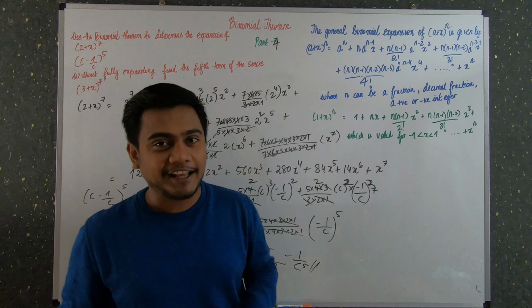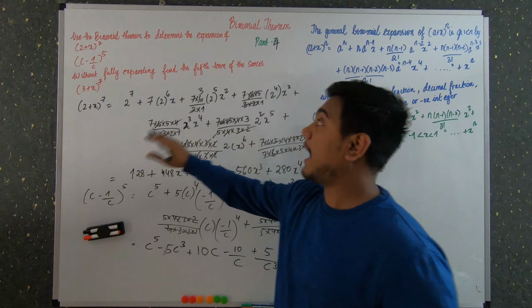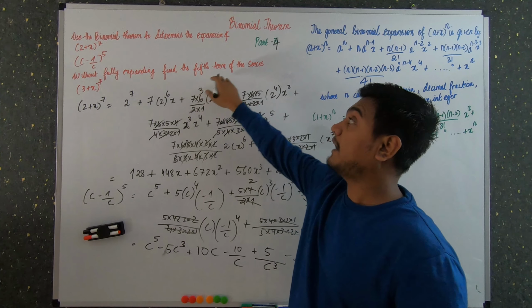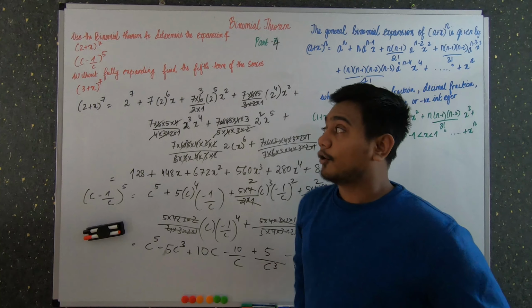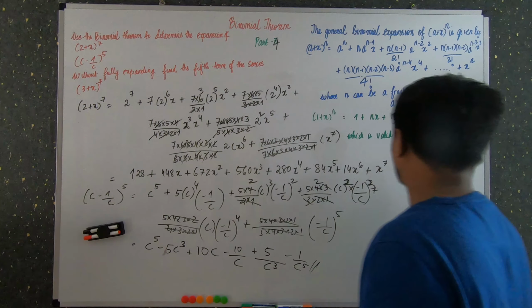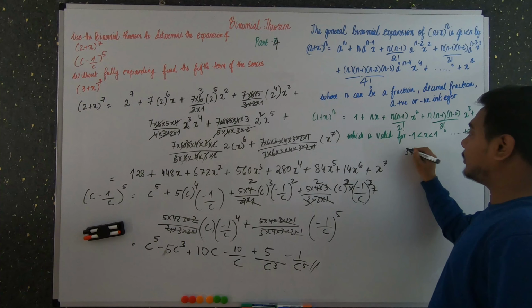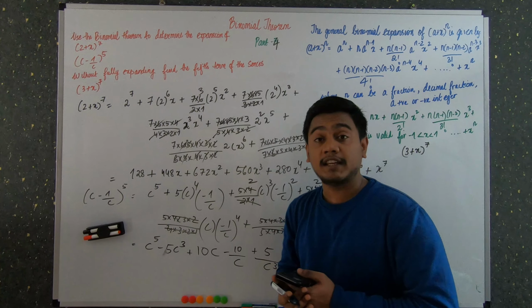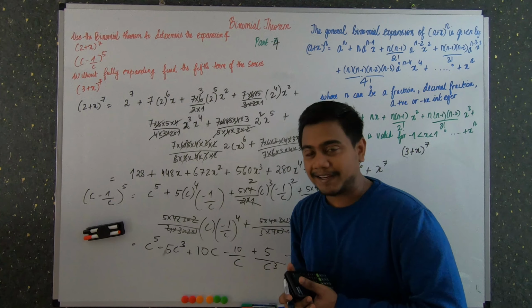I hope it's very much clear. Now let's find another interesting problem. Without fully expanding, find the fifth term of the series. Okay, now it's very interesting. You have to find it without expanding. The series is 3 plus x the whole raised to 7. You have to find the term of the series without fully expanding it.